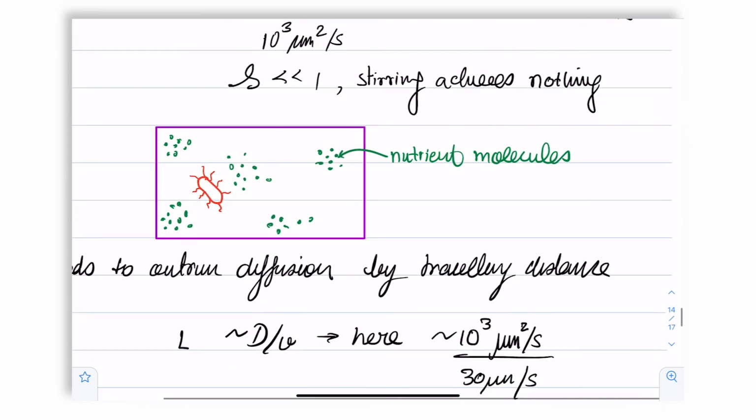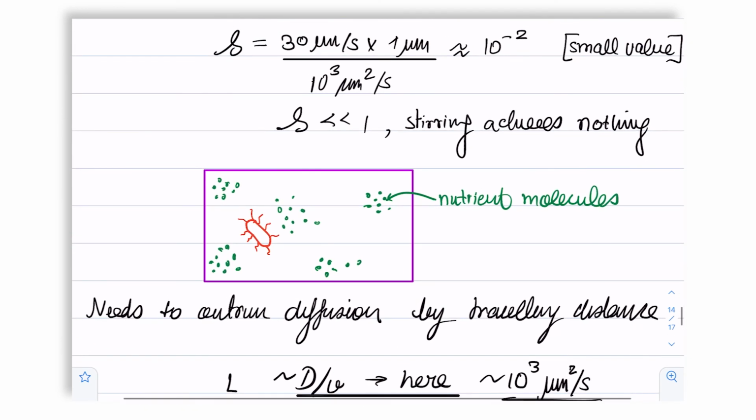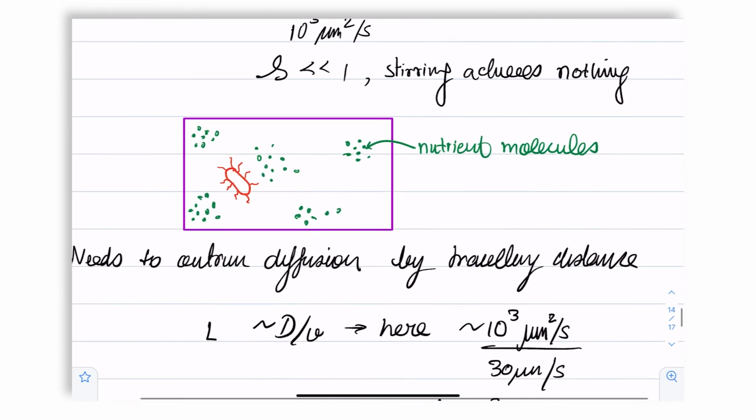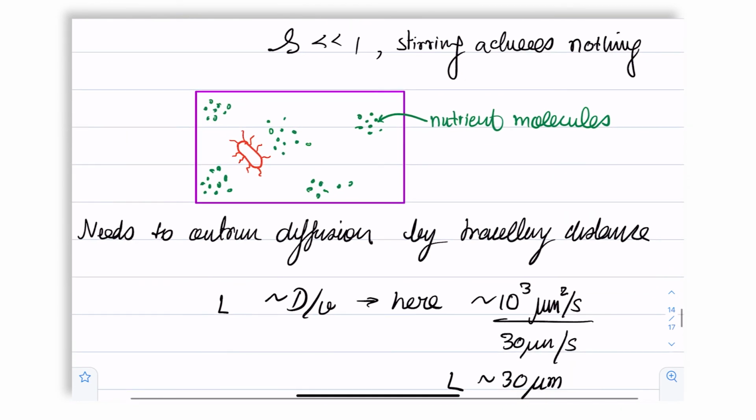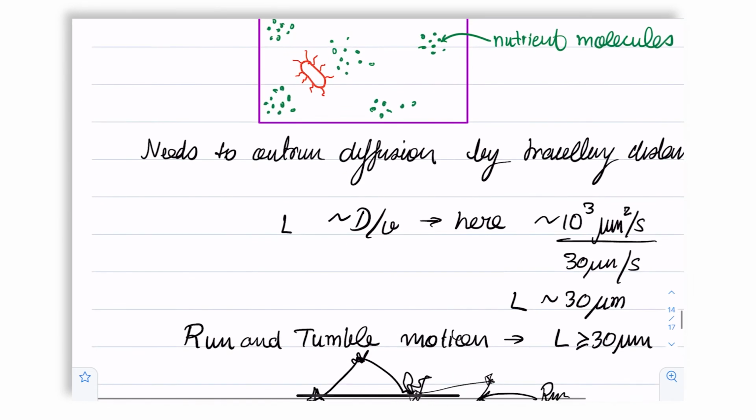So it turns out that bacteria need to outrun diffusion by traveling a certain distance. What is the minimal distance is what Ed Purcell asked. And that distance can be found by simply thinking in terms of the ratio of the diffusion coefficient of the molecules to the velocity of the bacterial motion. And that gives us something in the range of 30 microns. So 30 microns is what they need to swim before they can outrun diffusion and get somewhere.